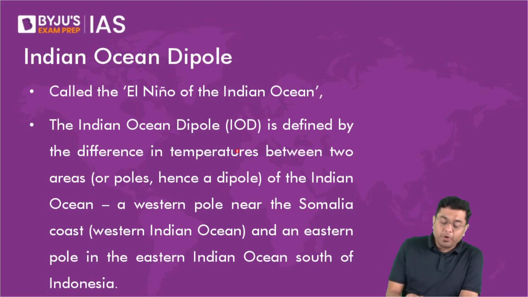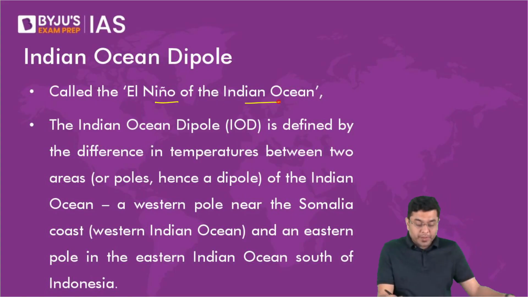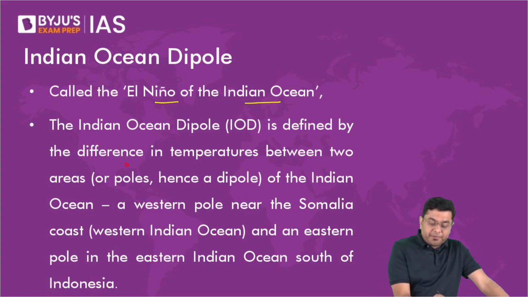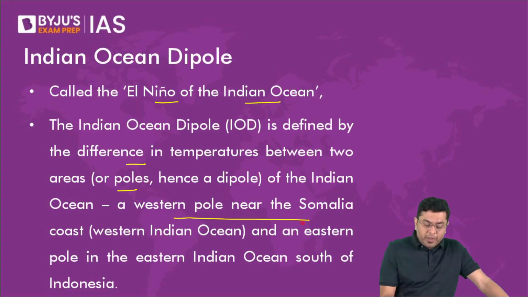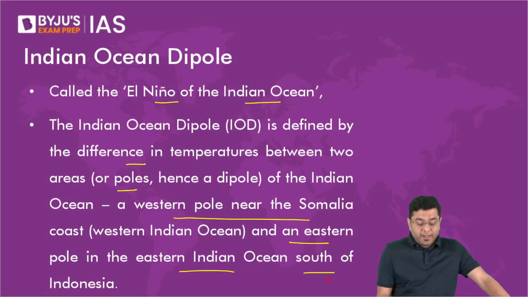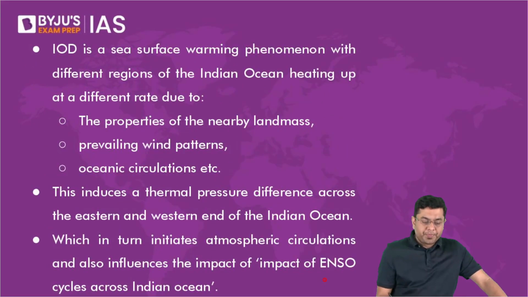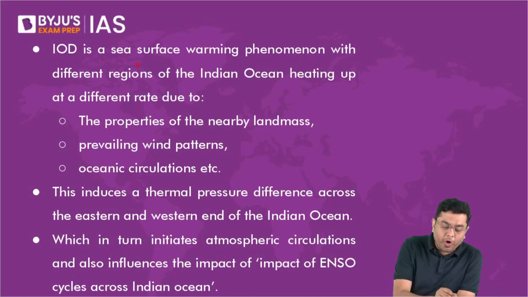So Indian Ocean dipole is also called the El Nino of the Indian Ocean. Now it is defined by the difference in temperature between two areas or two poles of the equatorial Indian Ocean, hence a dipole of the Indian Ocean: a western pole near the Somalia coastline, that is the African coastline, and an eastern pole in the eastern Indian Ocean, south of Indonesia. It is a sea surface warming phenomenon.